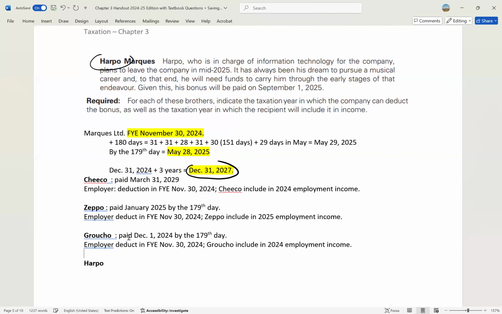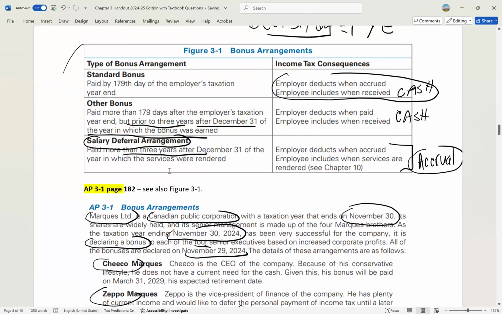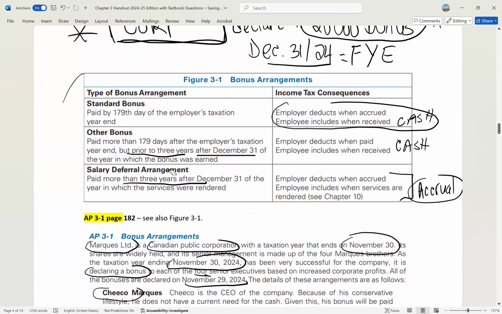And the last one we're going to look at is Harpo. Harpo's bonus will be paid on September the 1st, 2025. So this is one where it's after the 179th day, but before the 3 years. And so if we go back to the diagram up above, this is going to be that middle row there, the other bonus, more than 179 days, but prior to the 3 years.